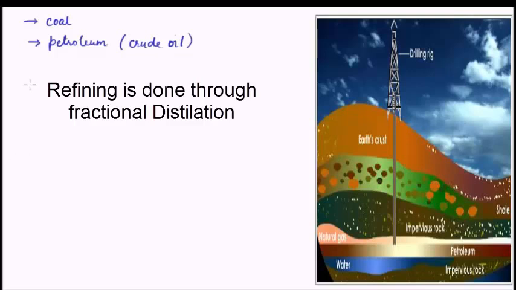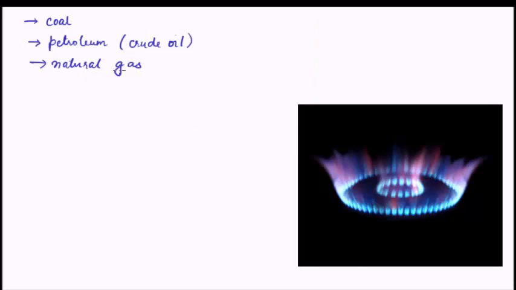Now the third very popular non-renewable source of energy is natural gas. Natural gas is a non-renewable source of energy which is found deep within the Earth's crust, either alone or above the petroleum reservoirs. So it is in the form of gas, whereas petroleum was in liquid form, an oil form. Natural gas is in a gaseous state which either occurs independently or above the place where petroleum is available. Wells are dug to extract that natural gas.